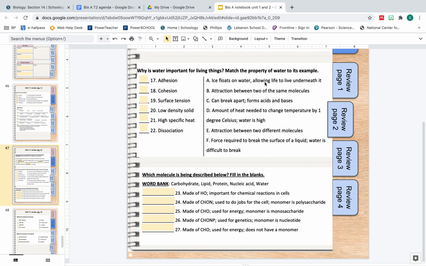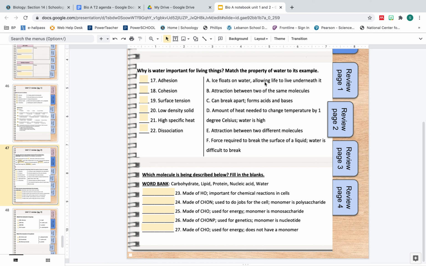Oh, too far. Which molecule is being described below? Fill in the blanks. And some of them might be used more than once. I don't think so. I think we have one for each blank. But anyways, made of hydrogen and oxygen, important for chemical reactions in cells. There's only one of them that doesn't have carbon. Characteristic carbohydrate, lipid, protein, nucleic acid, water. There's only one that doesn't have carbon in it. And that is water.